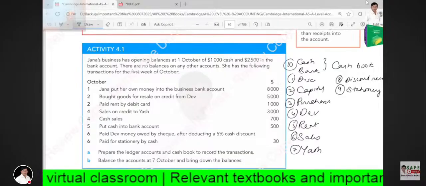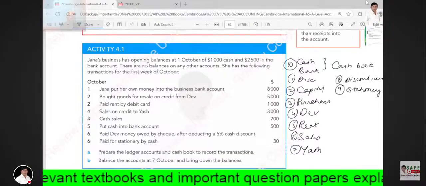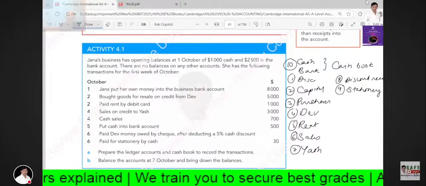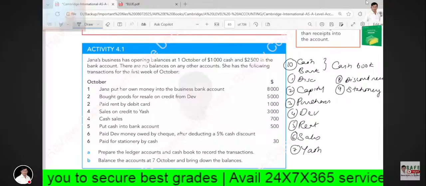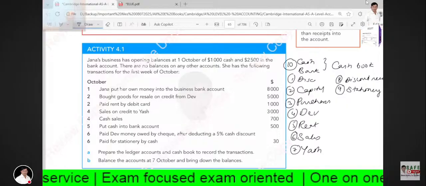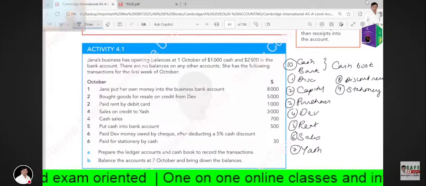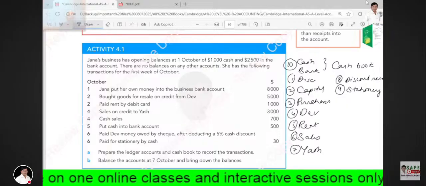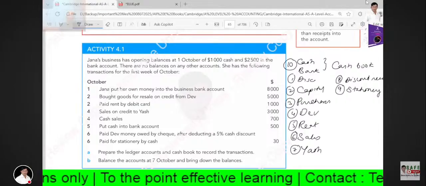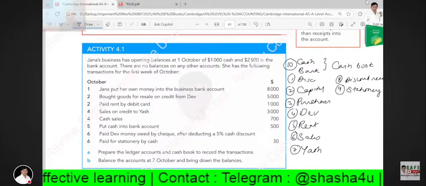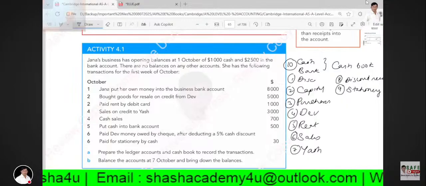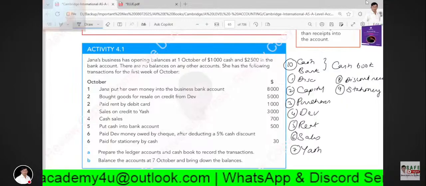First we'll prepare the cash and bank account, then we'll prepare all these accounts simultaneously. So this is a comprehensive problem. If you have not attended any of the earlier classes on posting of ledger and preparing ledger, you can focus on this, and you can get a clear picture of what has been done till now. So let us start.